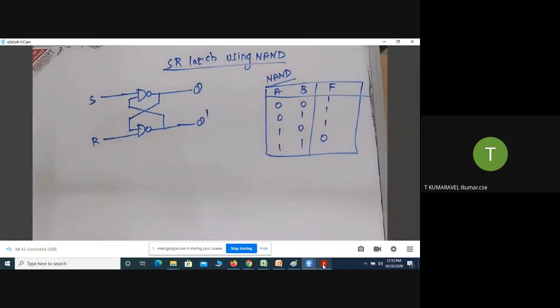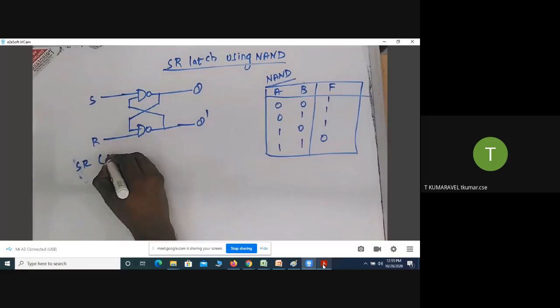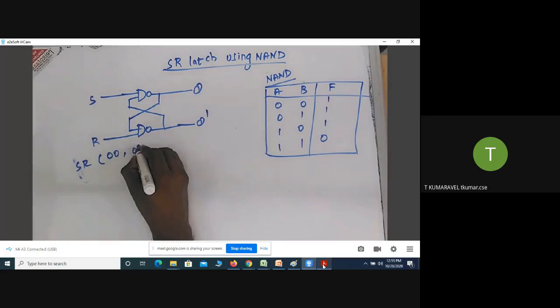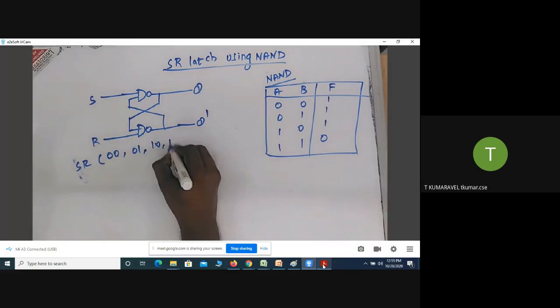Okay, so now I'm going to check that. This is a two variable function, S and R. How many input combinations are there? 0 0, 0 1, 1 0, and then 1 1.